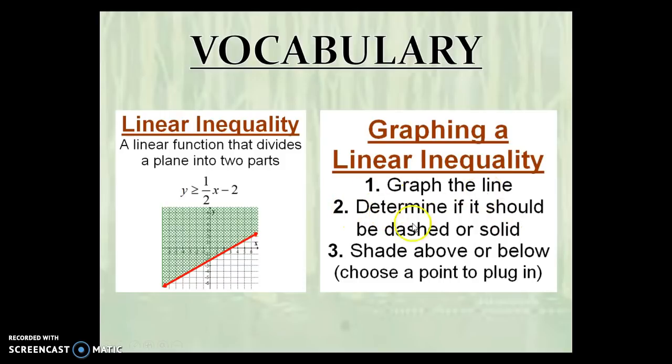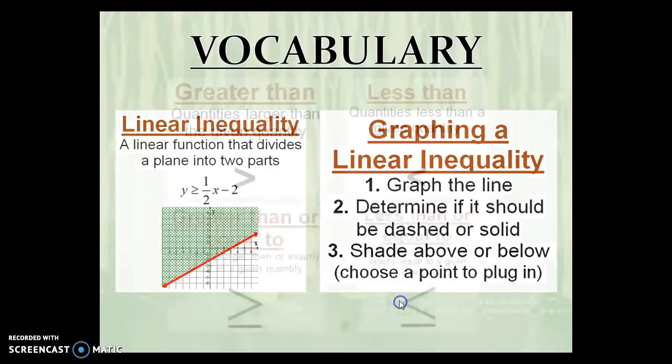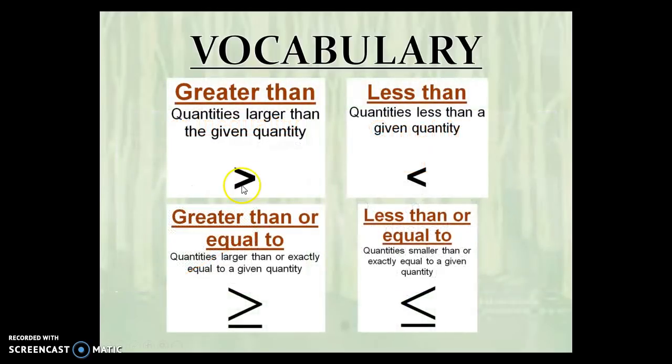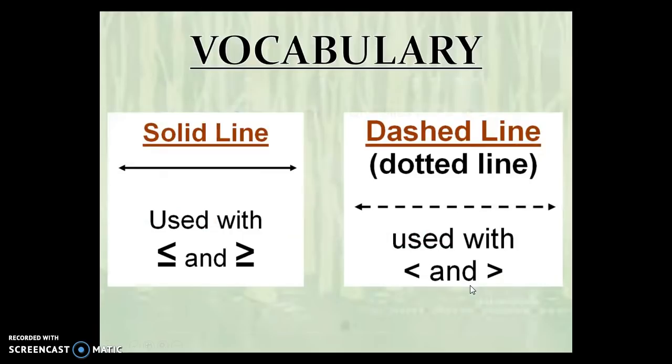Second step, determine if it should be dashed or solid. Third step, shade above or below. Greater than sign looks like this. Less than sign looks like this. This is greater than or equal to, less than or equal to. Solid line is when they have the or equal to on the bottom.